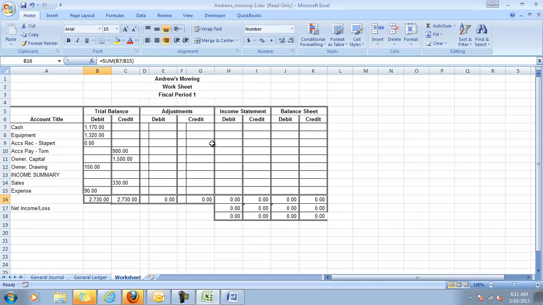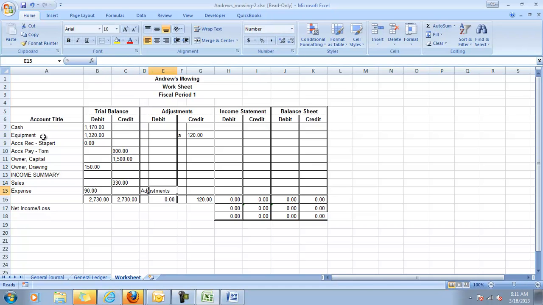The next section is for adjustments. If, for instance, my equipment, I spent $1,320 on it, but it's not worth this full amount anymore, I might need to make an adjustment. If I were to value my equipment today, say it's only worth $1,200, well, then I need to make an adjustment, and I would need to credit my equipment by $120 to bring the value down to $1,200. So I'd put in an adjustment, and of course I'd also have to put in an adjustment under expenses.